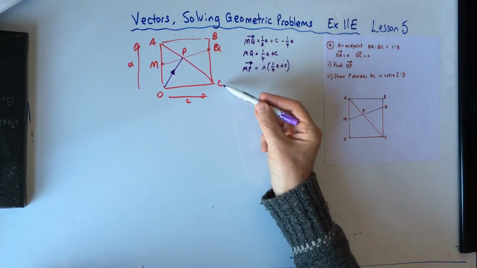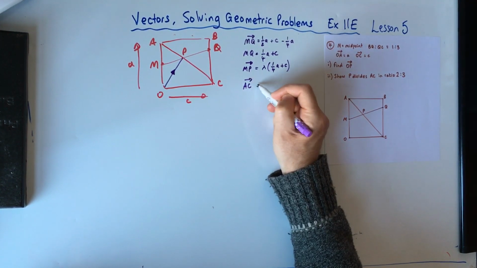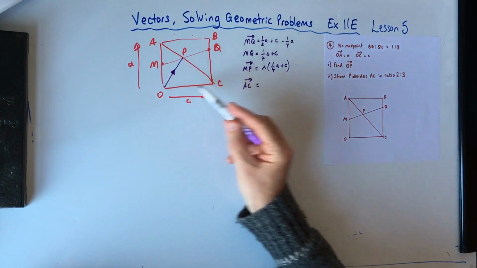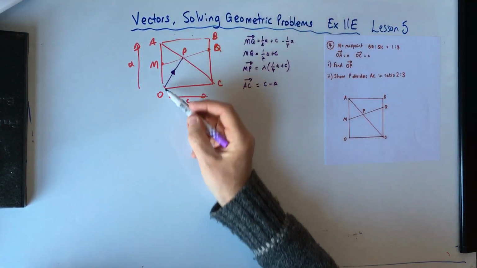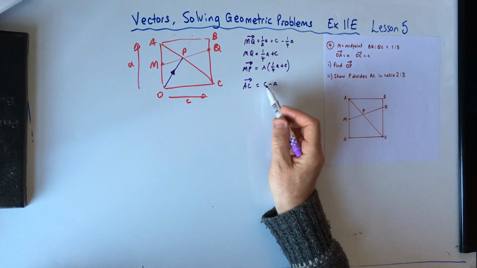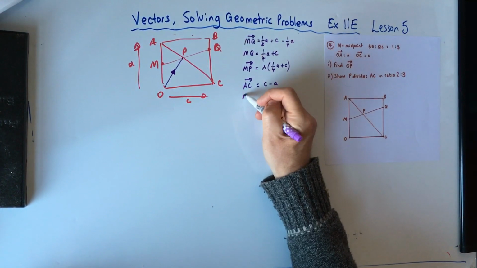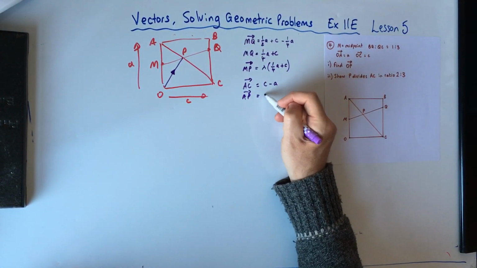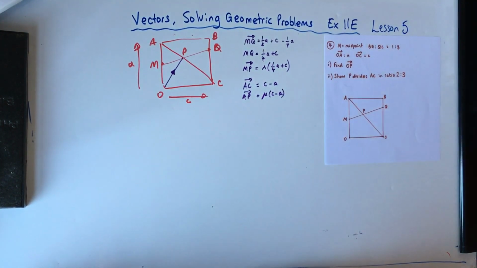I also need AC, don't I? So AC, a little bit easier, A to C is minus A plus C. So I'm going to do it the other way around. So minus A plus C, there's my minus A and there's my plus C, and I just did it a little bit quicker. And of course, AP, going from there to there, is also some fraction. Let's use our mu. Okay, so I've got those two.